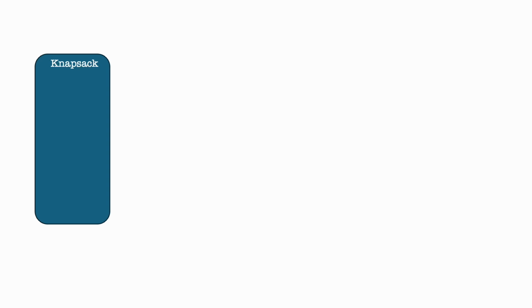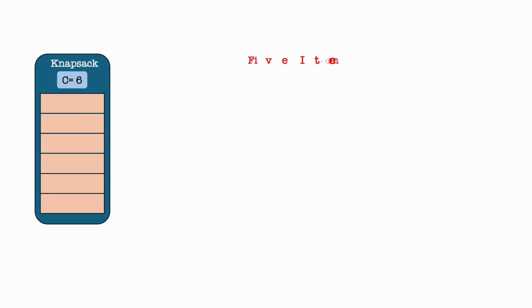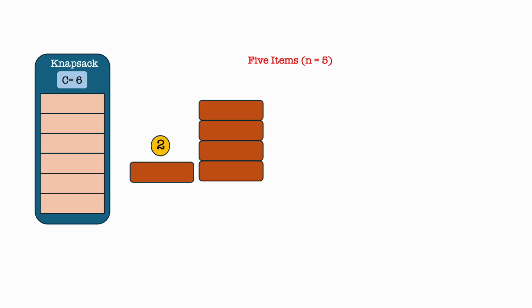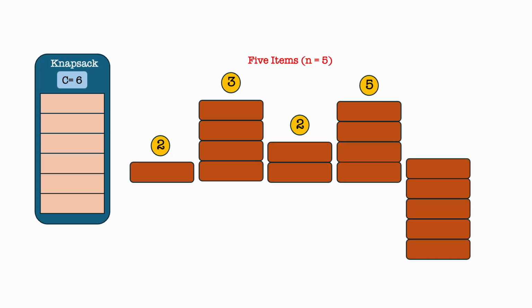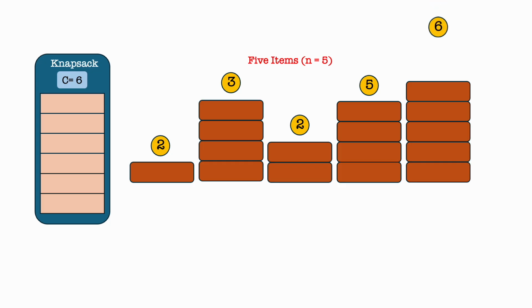We have a knapsack, and the weight capacity of the knapsack is 6. There are 5 items. The first item has weight 1 and value 2. The second item has a weight of 4 and a value of 3. The third item has a weight 2 and value 2. The fourth item has a weight of 4 and a value 5. The last item has a weight of 5 and a value of 6.